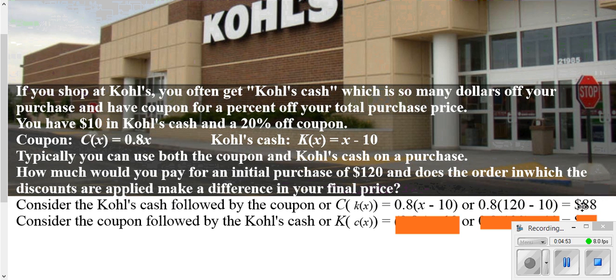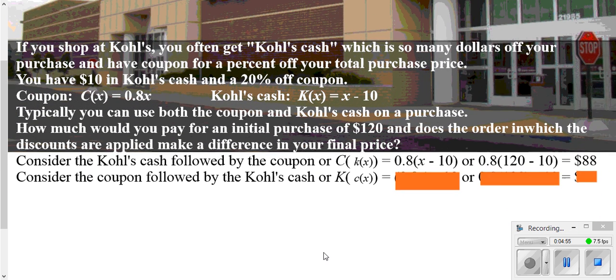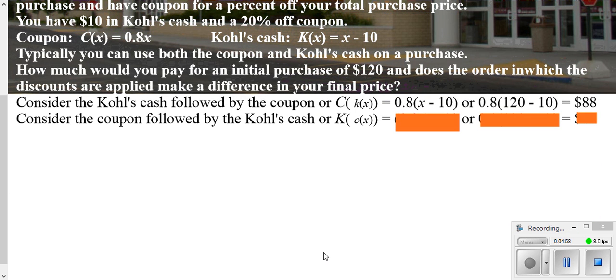So that would give us $88 we would have to pay. But what if we do the coupon first and then the Kohl's cash? In other words, we do our coupon first, take that answer and plug it into the Kohl's cash function. So we do our coupon first, which is taking 80% of it, and then subtract the $10 after that. So these are the two functions we would have.